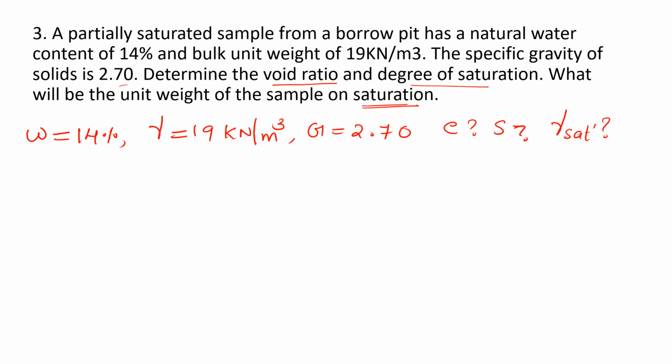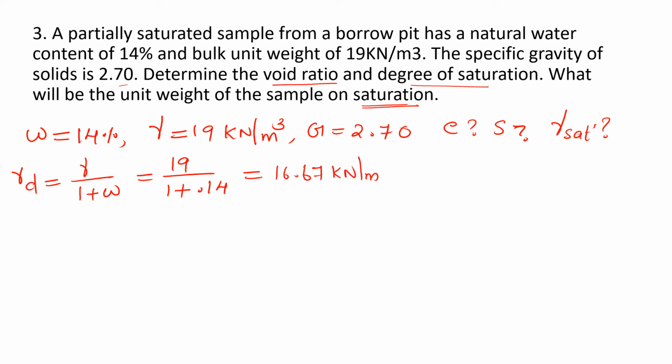Here gamma is given, w is given. We know that dry unit weight is equal to gamma by 1 plus w. From this equation we can find out the value of dry unit weight. From this we will get gamma d as 16.67 kilonewton per meter cube. If you know the value of gamma d, we know a relation, that is gamma d is equal to G into gamma w by 1 plus e.